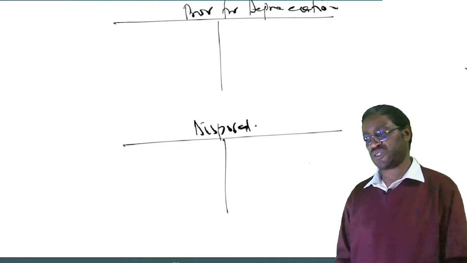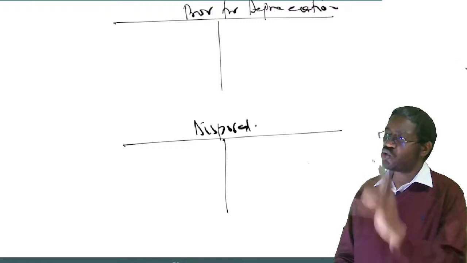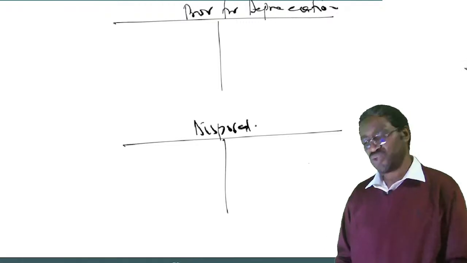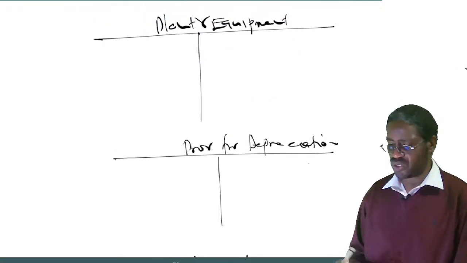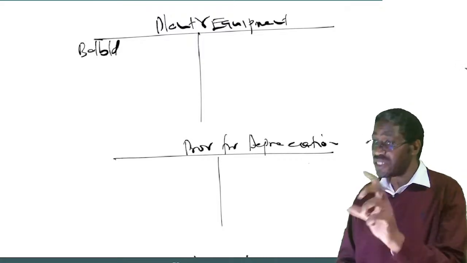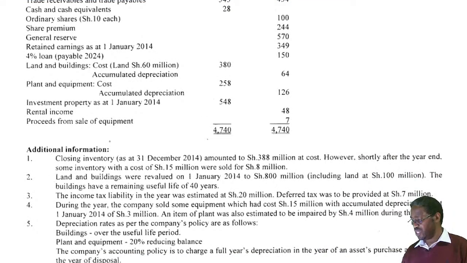Normally there are 4 steps. Listen, there are normally 4 steps. Step number 1 is to transfer the cost price of the asset sold from the asset account to the disposal. But before we dispose, bring down the cost of the asset. Go to the trial balance, bring down the cost of the plant and equipment. We are given the cost of the plant and equipment as 258. So bring down that 258.